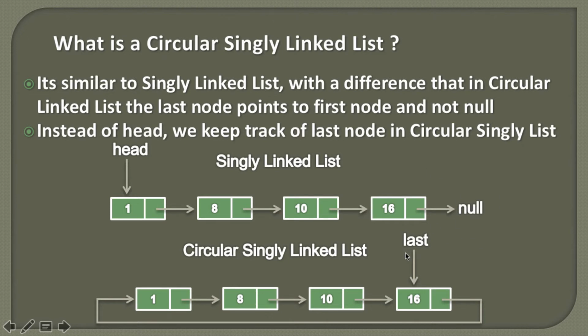But in a circular singly linked list we are keeping track of the last node, so if we want to insert a node at the end, we can directly use this last pointer and add the node at the end. And if we want to insert a node at the beginning, we know that a circular singly linked list is circular in nature. Therefore, when we do last dot next, we reach the first node. So we can directly add a node at the beginning in constant time. Friends, this is how we represent a circular singly linked list, where we keep track of the last node and the last node's next points to the first node.